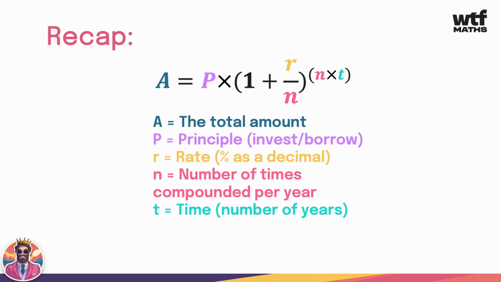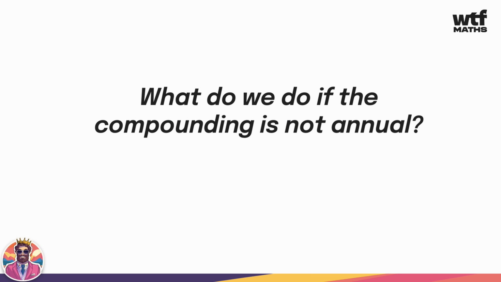So just to recap from the last lesson, we have our formula at the top. This is our compound interest formula, where A is the total amount, P is the principal, rate is the percent written as a decimal, N is the number of times compounded per year, and T was our time in years. So last lesson we looked at annual compounding, so we just made n equals 1. But what do we do if something is not compounded annually?